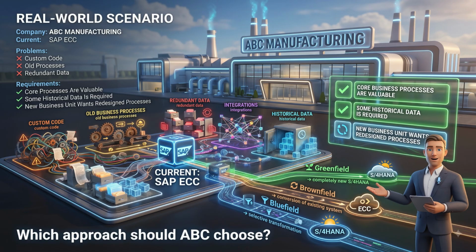But imagine ABC wants to preserve some existing processes, migrate only relevant data, and completely redesign processes for a new business unit. In that situation, a selective transformation approach such as Bluefield may provide a better fit. The important point is that there is no universally best approach. The right approach depends on the organization's business and technical requirements.